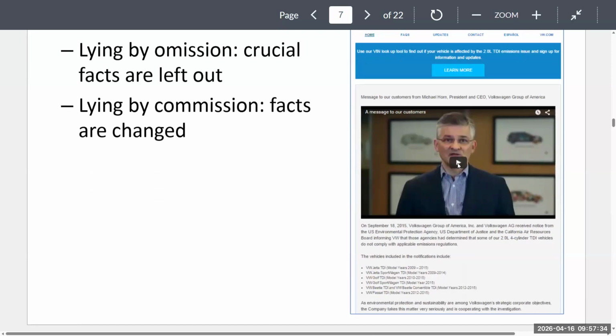Here's one here. I wish I could play this. You're welcome to if you could go and find the YouTube video or whatever. But it says here on September 18th, 2015, Volkswagen Group of America and Volkswagen AG received notice from the U.S. Environmental Protection Agency, U.S. Department of Justice, and the California Air Resources Board informing Volkswagen that those agencies had determined that some of our 2.0-liter four-cylinder TDI vehicles do not comply with applicable emissions regulations. The notifications included these model cars. As environmental protection and sustainability are among Volkswagen's strategic corporate objectives, the company takes this matter very seriously and is cooperating with the investigation.